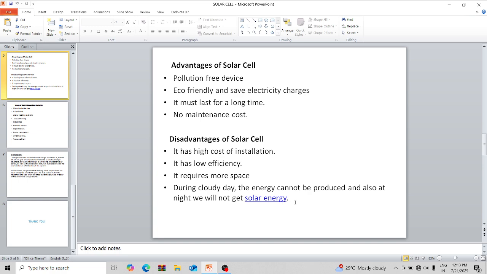Advantages of solar cell are: it is a pollution-free device, eco-friendly and saves electricity charges, lasts for a long time, with no maintenance cost. The disadvantages are it has high cost of installation and low efficiency, and it requires more space. During a cloudy day, the energy cannot be produced and also at night we will not get solar energy.